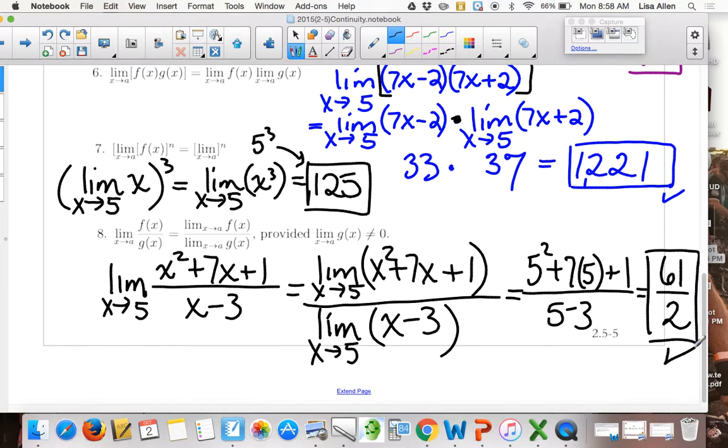Okay, and then there were a couple other problems that I wanted to discuss with polynomials, and yeah, we can get to those tomorrow.